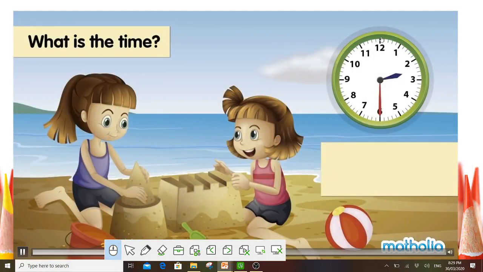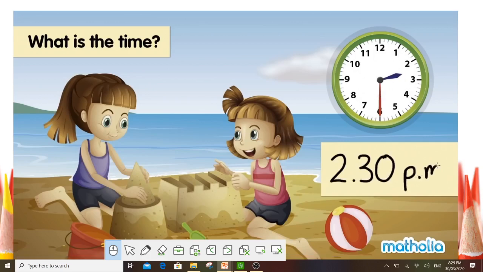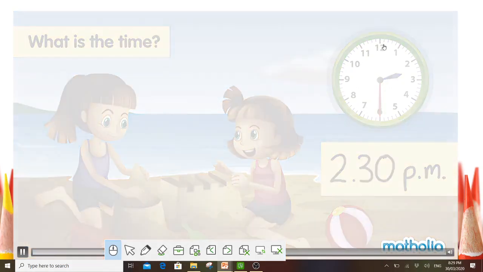What is the time? Kate is playing with her sister at the beach. It's 2:30 in the afternoon. It's 2:30 p.m. because it's afternoon. p.m. 12 at noon. 12 o'clock at noon.